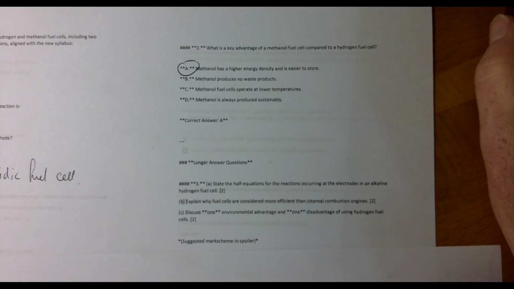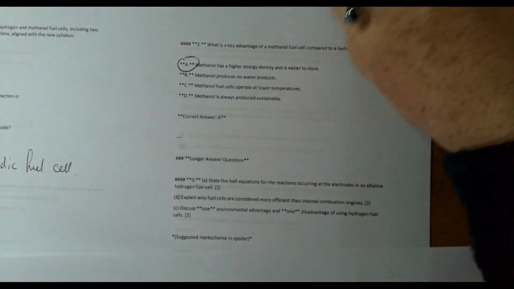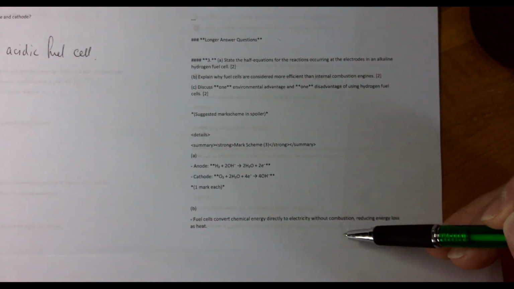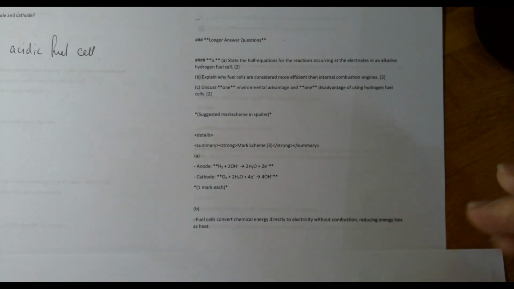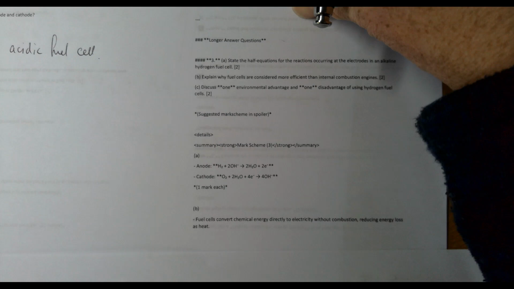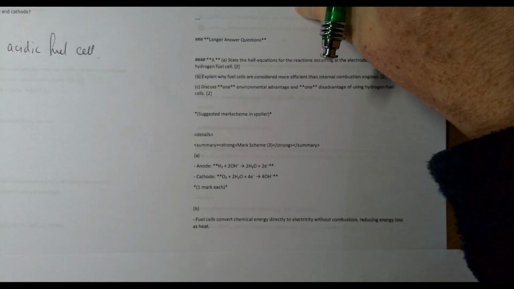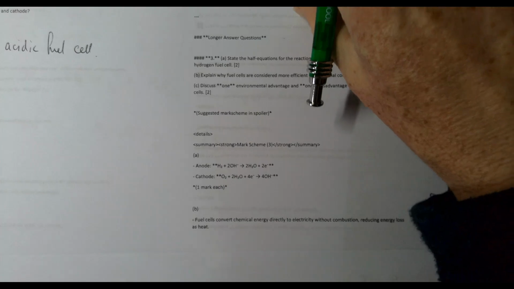Why are fuel cells considered more efficient than internal combustion engines? Advantages and disadvantages. Let's go through those. The equations, just hopefully they're the same as what we just wrote down, which I think they are. The direct conversion of chemical energy to electrical energy without combustion, and that produces the heat loss. So if you did a Sankey diagram like you did back in year 8 physics or IB physics, you'd realise that there's much less energy wasted as heat.